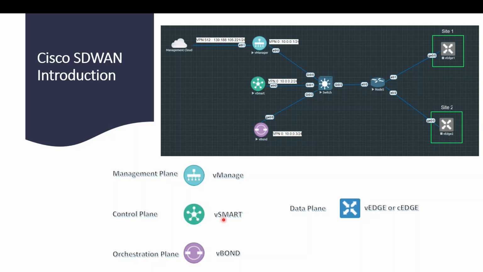Here you can see that it all starts with V, because V means Viptela. Cisco acquired Viptela and they named it vManage, vSmart, vBond, and vEdge. And we have the Cisco devices, which are called cEdge.